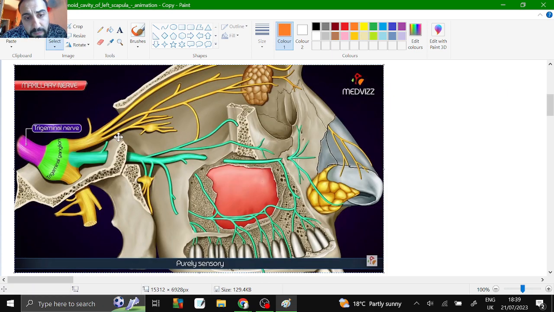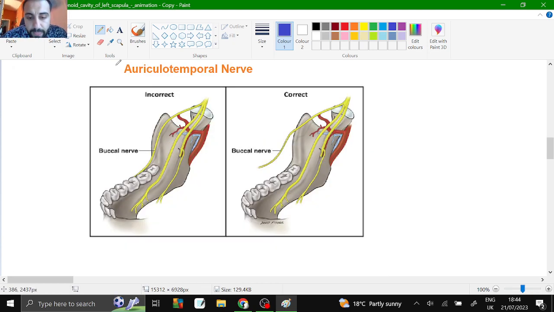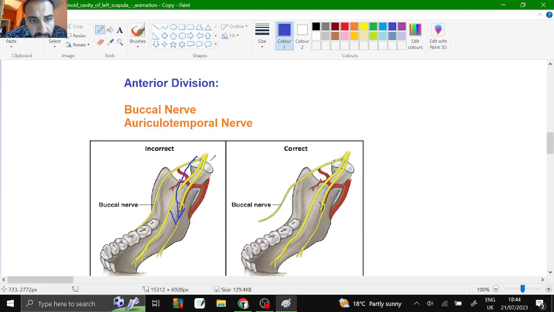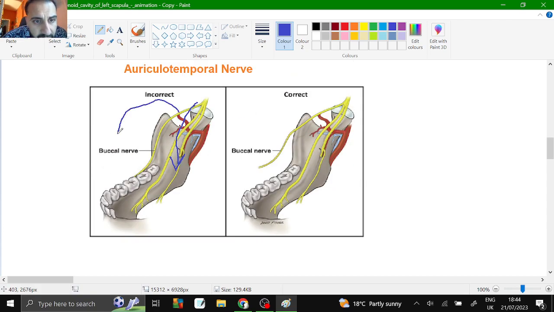Okay, since we talked about the lingual nerve, I would like to talk a little bit about the trigeminal nerve. So as I was saying, the trigeminal nerve gives three main branches. This one is called ophthalmic, this one is called maxillary, and the last one is called mandibular. And the one I would like to talk about is the mandibular branch. Mandibular branch will divide into sub-branches. Regarding the division of the mandibular nerve, there are nerves that will go inside the mandible, and there are nerves that will go outside the mandible.